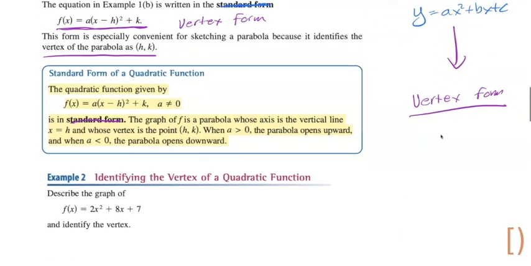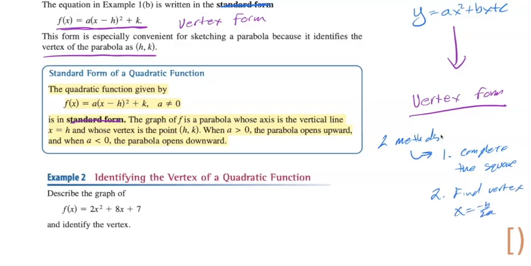There's generally two methods. I'll show you both methods here. The most popular method, the famous one, is complete the square. So we'll review that. And then my method is find the vertex. We're going to use the axis of symmetry. So we'll find the vertex, and then we'll use that to put it in vertex form. That's actually my preferred method most of the time, but we'll show you both ways.